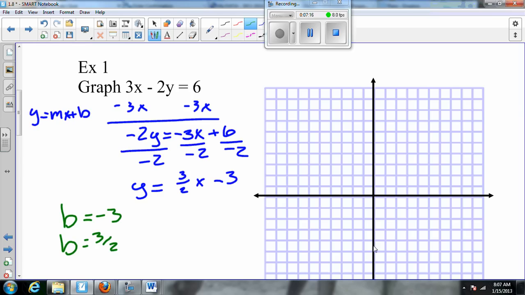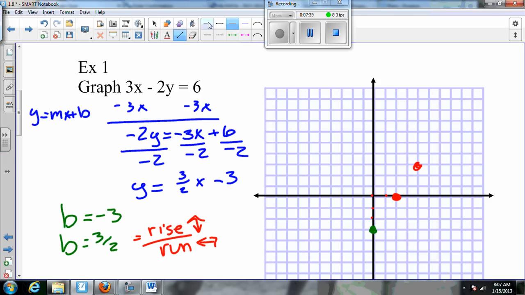Start by plotting the y-intercept at negative 3. And then it's rise over run. So we go up or down first, and then left or right. So we go up 3, 1, 2, 3, and right 2, 1, 2. And 1, 2, 3, 1, 2, over. We have our 3 points. It's a solid line because it's not an inequality.